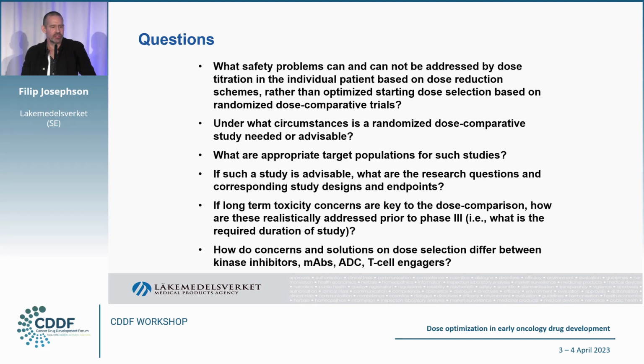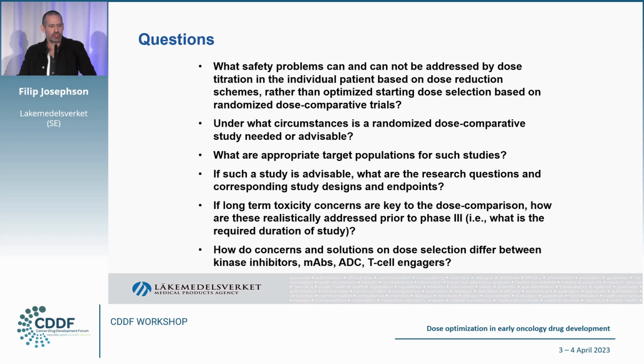Under what circumstances is a randomized dose comparative study, as proposed by the previous speakers and by the Optimus document, needed or advisable? And what are appropriate target populations for such studies? And if a study is advisable, on the basis of what research questions is that, and what are the appropriate corresponding study designs and endpoints, including the relation of this to study size and study duration?